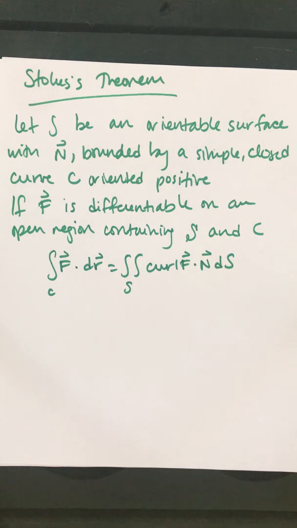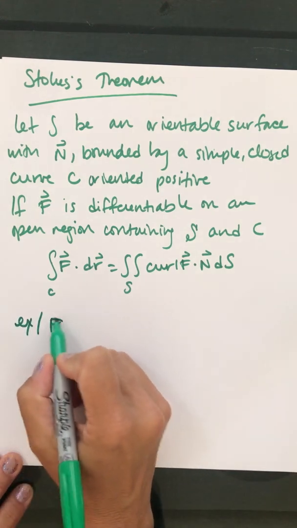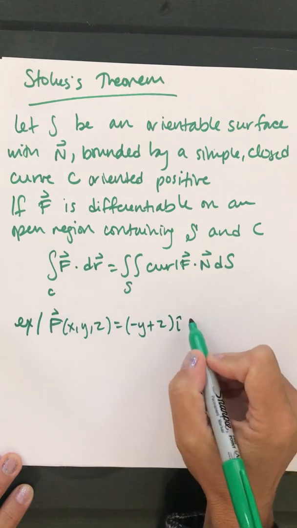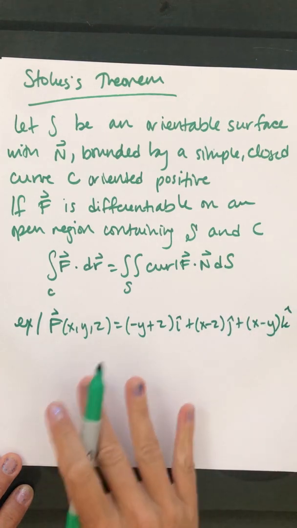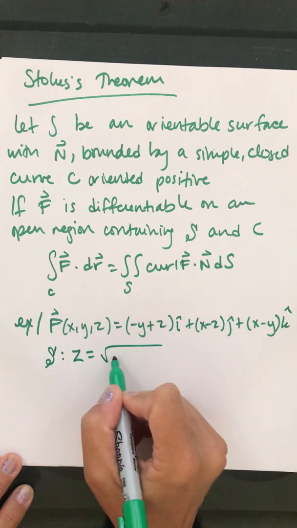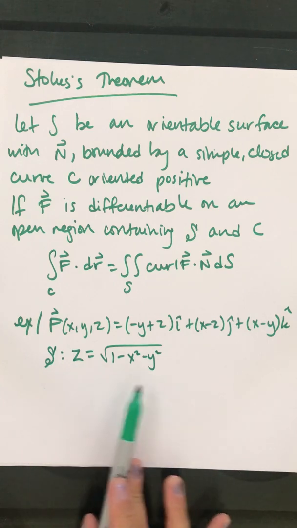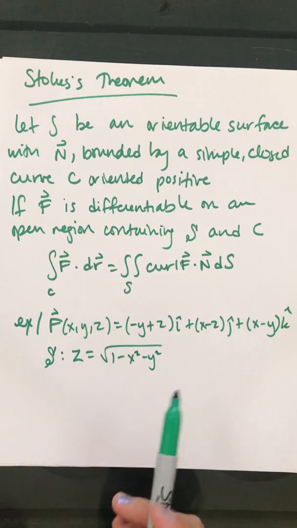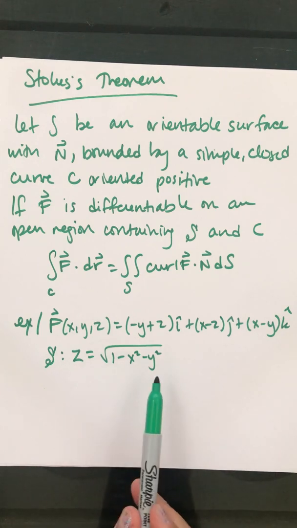Let's start with an example, and we'll evaluate it both ways. We need a vector field. Let F of x, y, z be negative y plus z i hat plus x minus z j hat plus x minus y k hat. This is a differentiable vector field, and I need a surface. My surface is z equals the square root of 1 minus x squared minus y squared. Sometimes you will have a restriction and a finite end to this surface, but because we're looking at a hemisphere, it has a natural edge. That natural edge occurs at the smallest value of z, which is when z equals 0.